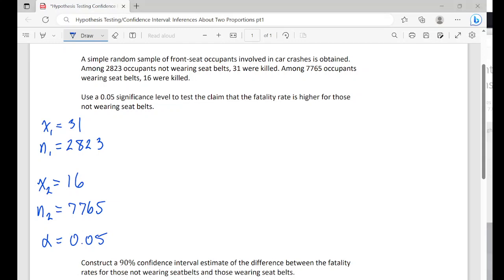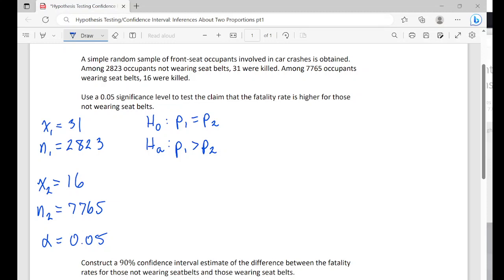Now all this information is written out. Now we need to write out our hypothesis tests. So we're going to have our null hypothesis and our alternative hypothesis. And since we're dealing with proportion, we're using P, and since we have two groups, it's going to be group 1 here and group 2 from here. So P1 is going to be equal to P2, as is usual for null hypothesis. And for the alternative, we go back to the claim, saying that the fatality rate is higher for those not wearing a seatbelt. And those not wearing a seatbelt were group 1.